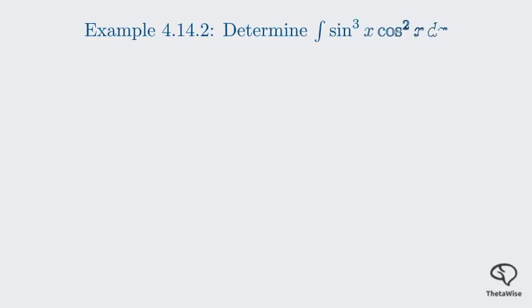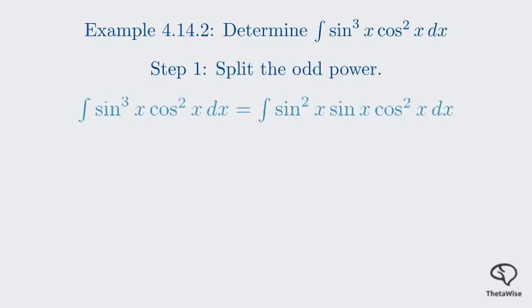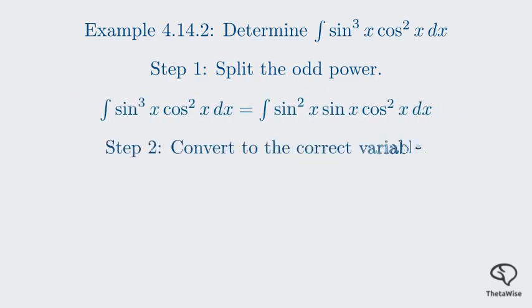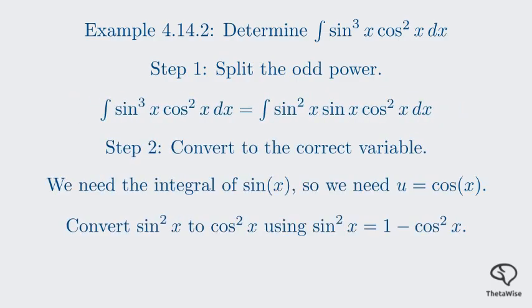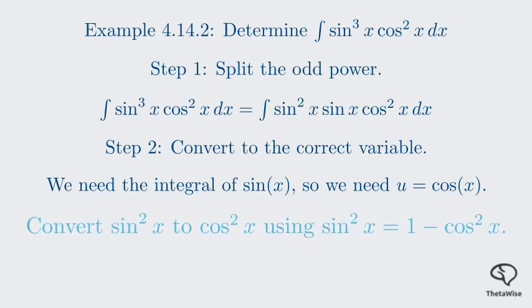Now let's tackle a more complex example. This one will require our full strategy for odd powers. The problem is to determine the integral of sine cubed x times cosine squared x. Notice the power of sine is odd. This tells us our strategy. Our strategy is to save one factor of sine, rewrite the remaining factors, and then perform a u substitution. We split sine cubed x into sine squared x times sine x. This gives us sine squared x times sine x times cosine squared x. The term we want to integrate is sine x. Its derivative, negative cosine x, tells us that u should be cosine x.